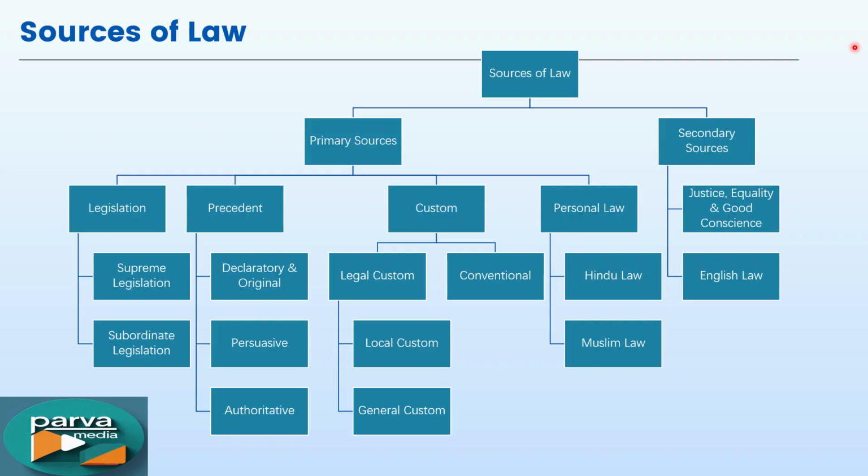Finally, the personal laws are derived from different sources like the Vedas and the Quran. So let us go through the sources of Hindu personal law and Muslim personal law. What are the sources for this? So this all becomes primary sources of law.